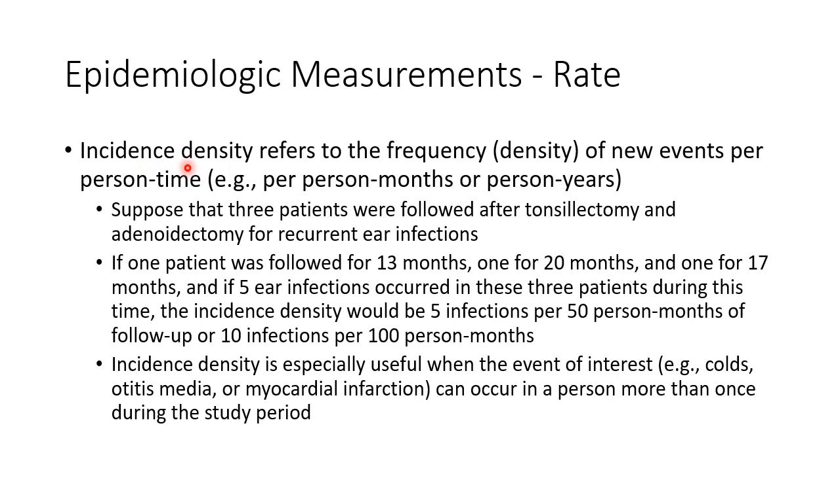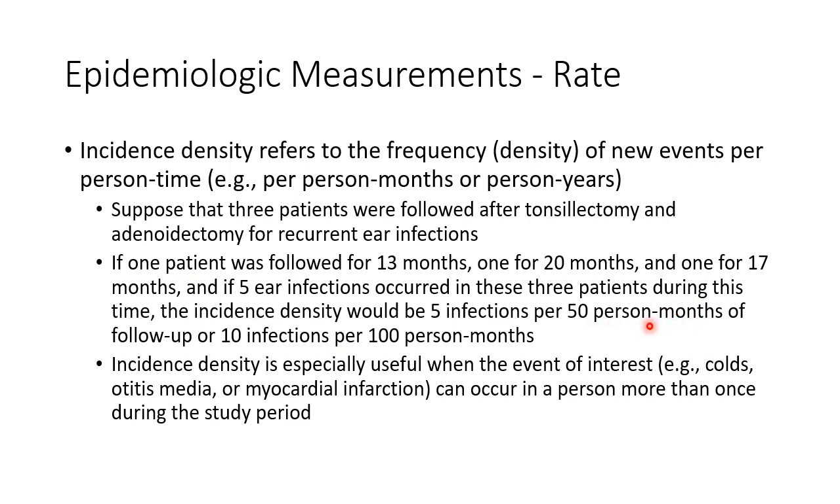Then incidence density is going to be helpful for something that can happen, say, multiple times to one particular individual. If you're looking at something where you have different time frames, maybe people are followed for different periods of time. A really good example of this would be patients who had recurrent ear infections after getting a TNA done. So let's say we followed one patient for 13 months, one patient for 20 months, and one patient for 17 months. And amongst the 3 patients, they had 5 ear infections. We could basically say they had 5 infections per 50 person months, right?